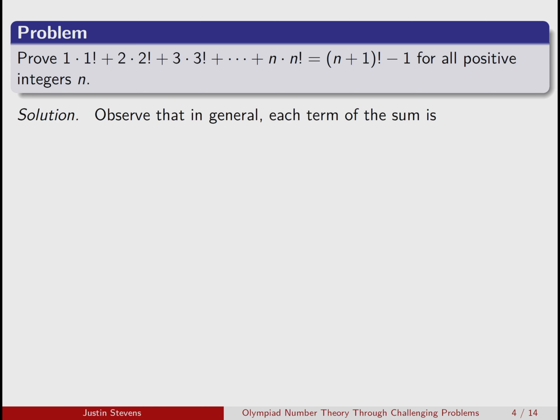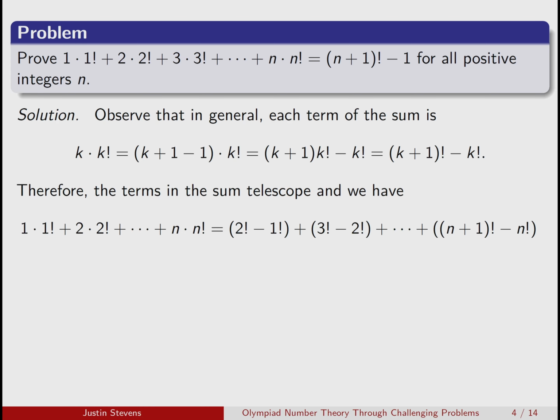So we can observe that in general, each term of the sum is equal to k times k factorial, which is equal to k plus 1 minus 1 times k factorial, which is equal to k plus 1 times k factorial minus k factorial, which is equal to k plus 1 factorial minus k factorial there.